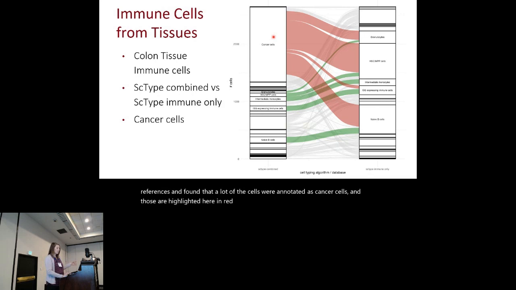And what Jeremy was showing with these paths here is the cancer cells that are then annotated as immune cells or other cell types in the SC type immune only reference, which is problematic. But there were some cells, the paths that are shown here in green, that were in agreement between the two data sets. So there was this similar issue with the small intestine data set as well. And the spleen data was actually quite clean, just like the liver data set.